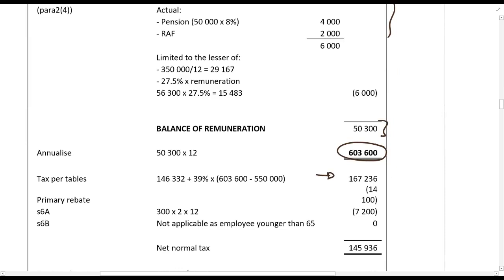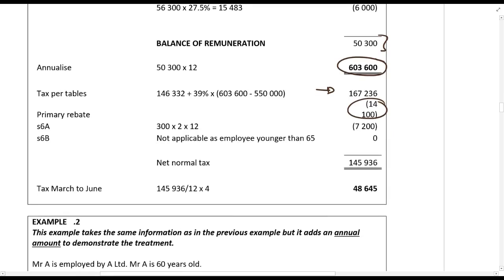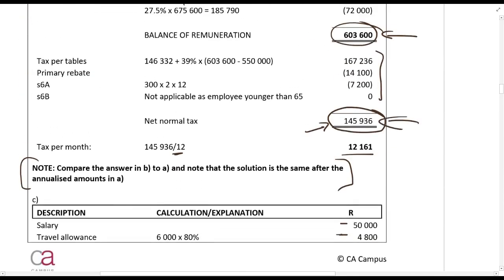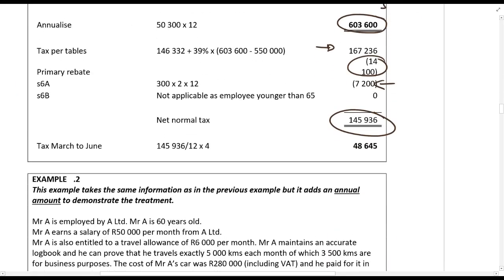We get the tax per tables. We deduct the prior rebate. We do our section 6A. That gives us it for the year. So 145,936. Remember that, guys? That's the same for all of these so far. We then divide it by 12 to get it per month and multiply it by 4 to get it for March, April, May, and June. 4 months. There we go. That's how much you would calculate it.